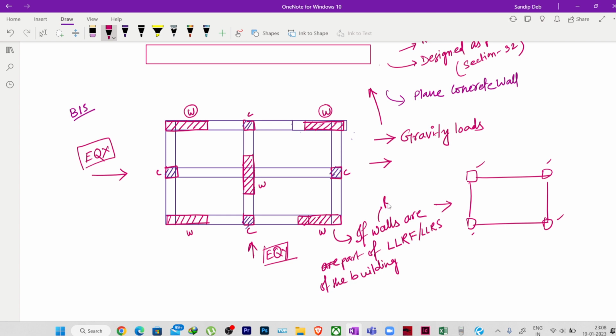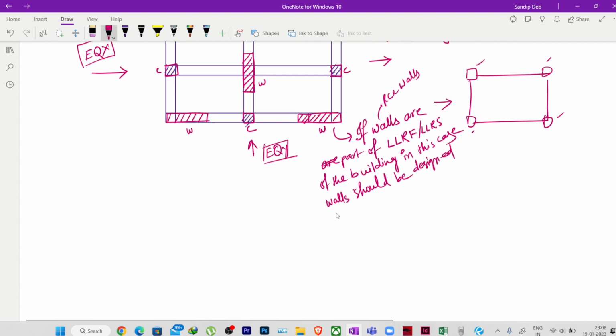Walls means RCC walls. Okay, RCC walls I'm taking. So the lateral load resisting system of the building, in this case walls, should be designed as per IS 13920 provisions.